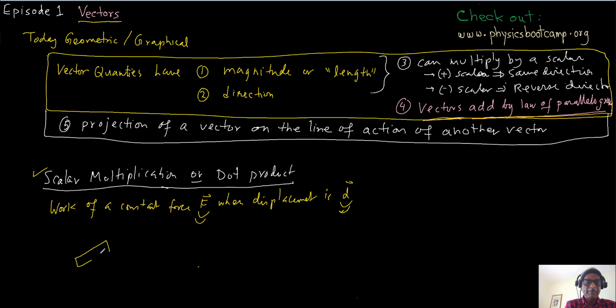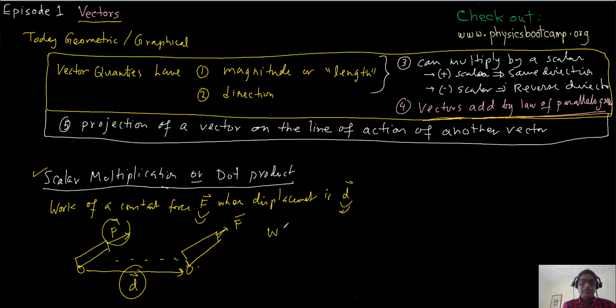For instance, you have some luggage, you're pulling in that direction, F, and the luggage was pulled all the way here, and the same force was acting all this time, and this was the displacement d. Then a scalar multiplication of this with this is the work. So the work equals F, and the way we denote this multiplication is to put a dot, and that's why it's called a dot product.